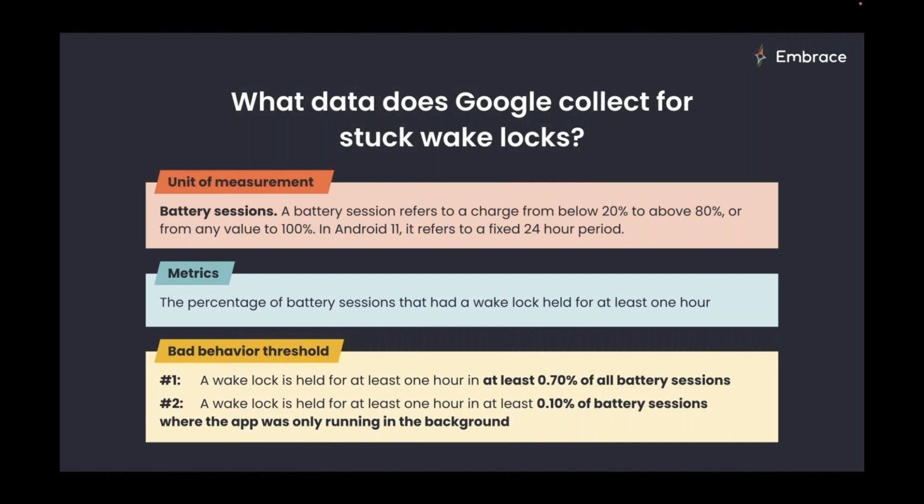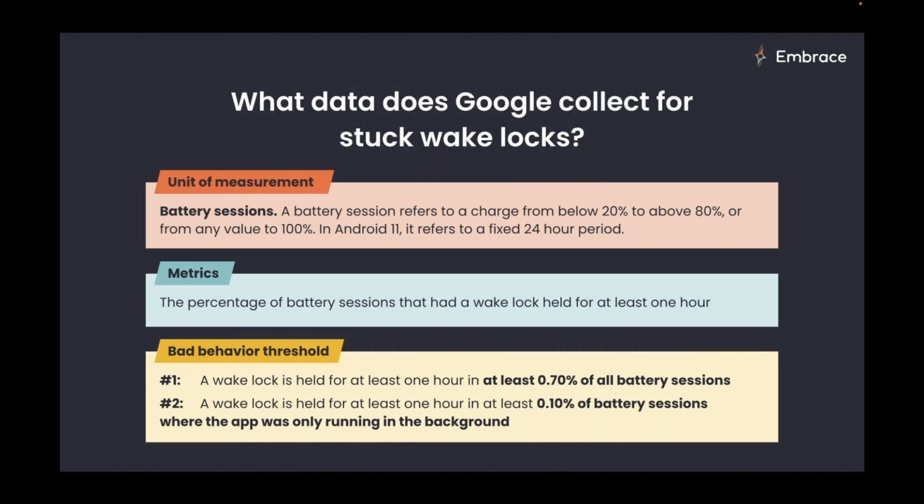In terms of the metrics Google collects for stuck wake locks, the metrics use the percentage of battery sessions that had a wake lock held for at least 1 hour. And there are 2 thresholds for bad behavior, which are static. So the first bad behavior threshold is when you hold a wake lock for at least 1 hour in 0.7% or more of all battery sessions. The second behavior threshold is kind of the same. So it's 0.1% of battery sessions where the app was only running in the background.